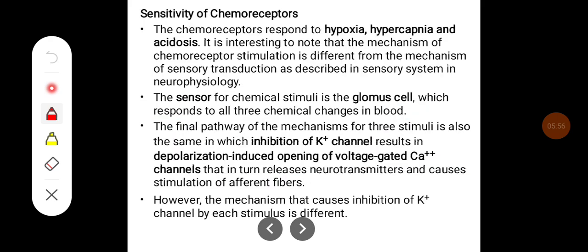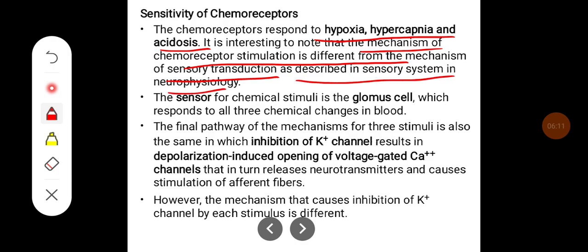The chemoreceptors respond to hypoxia, hypercapnia, and acidosis. It is interesting to note that the mechanism of chemoreceptor stimulation is different from the mechanism of sensory transduction as described in the sensory system in neurophysiology.